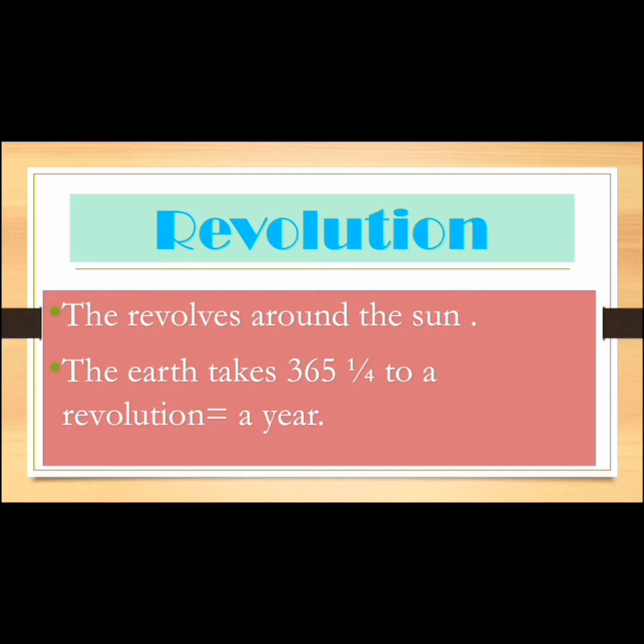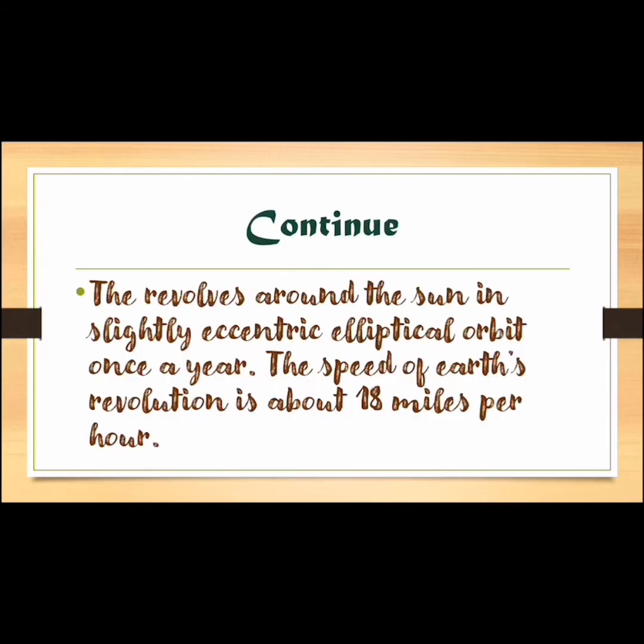The earth's axis of rotation is tilted by 23.5 degrees. The tilt causes the difference between seasons of the year. The path of the earth moving around the sun is called an orbit. The earth's orbit is elliptical. It takes a year or 365 and 1/4 days to complete one revolution. The speed of the Earth's revolution is about 18 miles per hour.